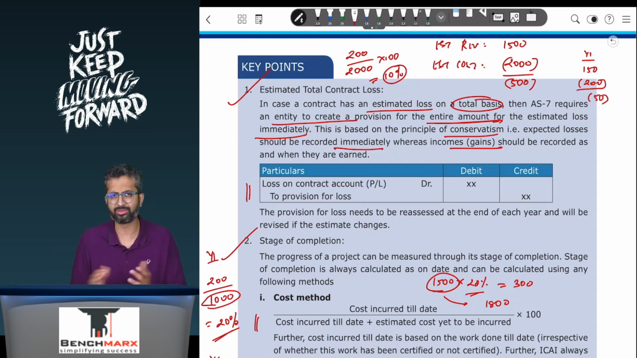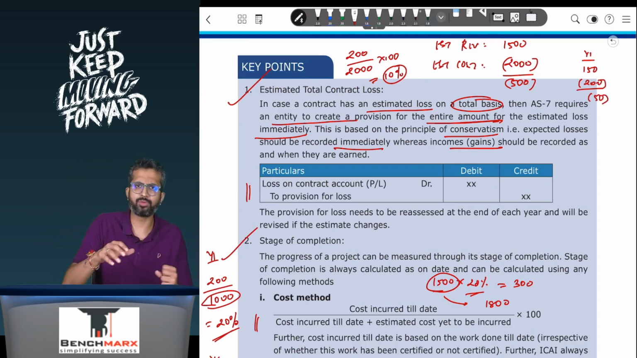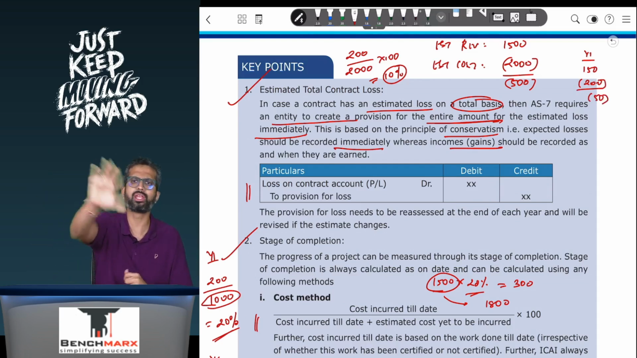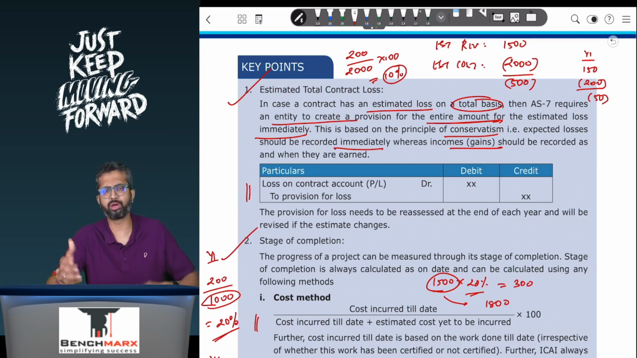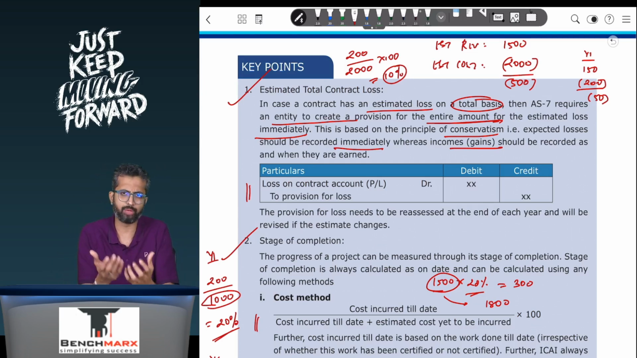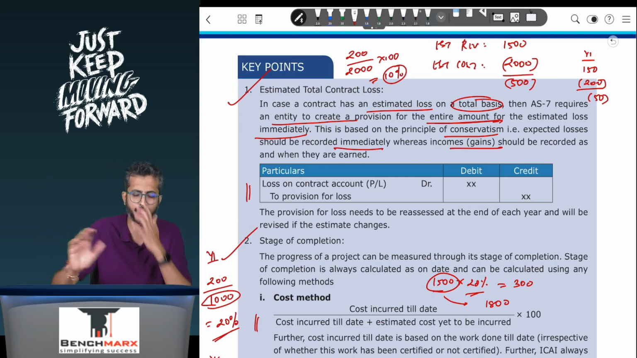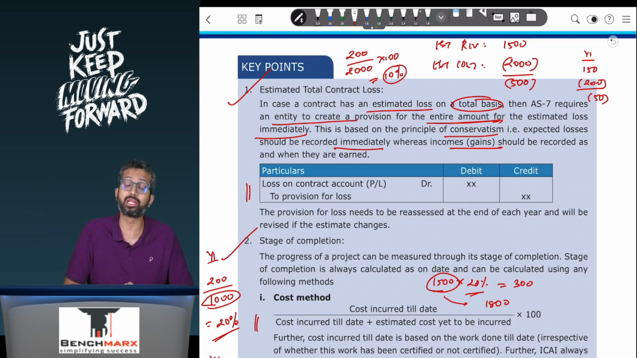What do you guys think? Will I additionally record a 50 rupee loss? No, no, no. I've already recorded 500. Out of the 500, the 50 rupees which is incurred in the first year is a part of that 500, and hence you will not again record 50 rupees. In fact, that 50 rupees will be adjusted against the provision.